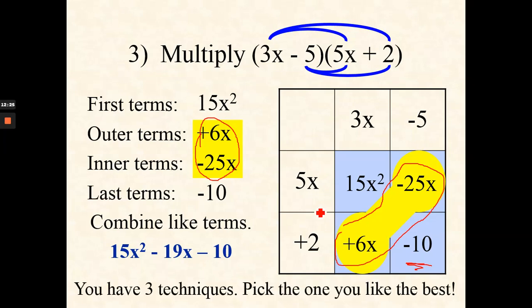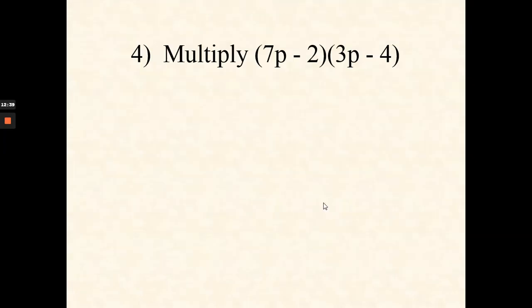So it's up to you what to follow, either the box method or the FOIL method, or it can be the distributive property. All of those three methods illustrate the distributive property of multiplication. So we have here, let us try to follow the FOIL method.